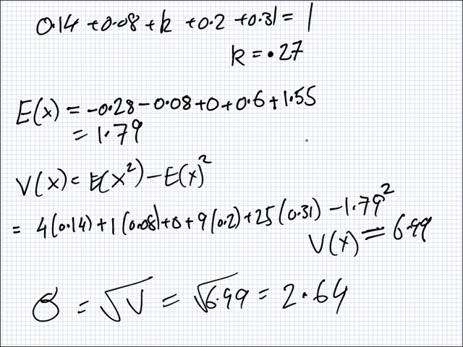Now we don't have time to do B and C, and we've already done D. So I recommend that you try to do B and C at some point as well, because it's normal distribution, where you have to use the Z tables.